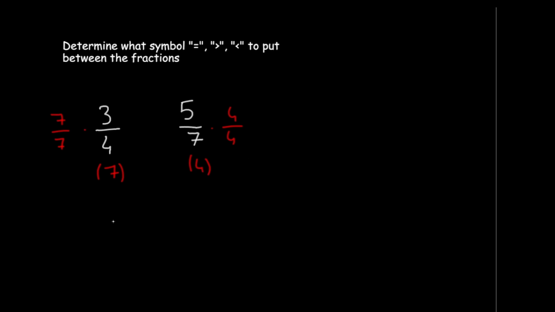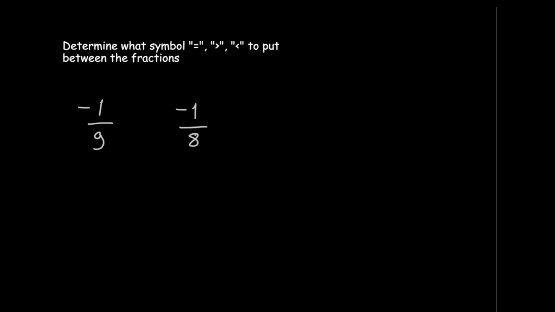So 7 times 3 is 21, and 7 times 4 is 28. And then on the right one we have 4 times 5, which is 20, and then 4 times 7 is 28. As you can see, we got the same denominator, 28 and 28, and now we can see that 21 is greater than 20. So here we can just write like this.